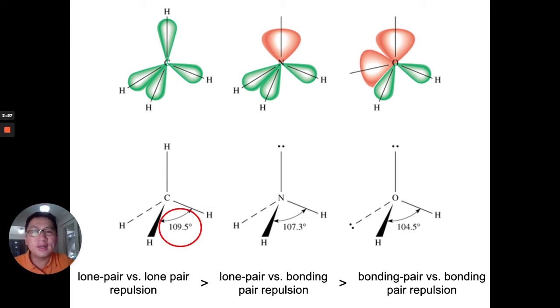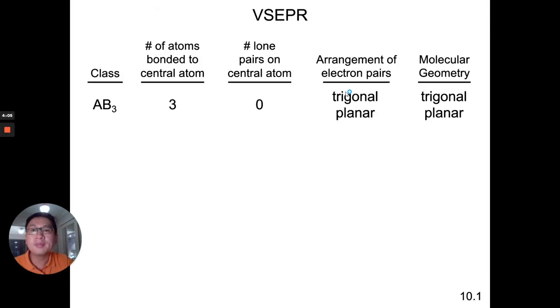Okay, so notice again 109.5, 107.3, 104.5. You don't need to know the angles, just that it gets a little bit less the more lone pairs you have. Okay, so when we say we have three bonded atoms and no lone pairs, the shape is trigonal planar. Kind of looks like a Mercedes symbol.